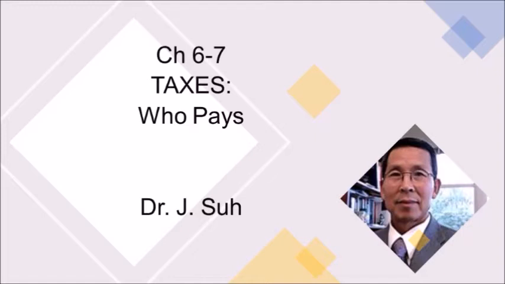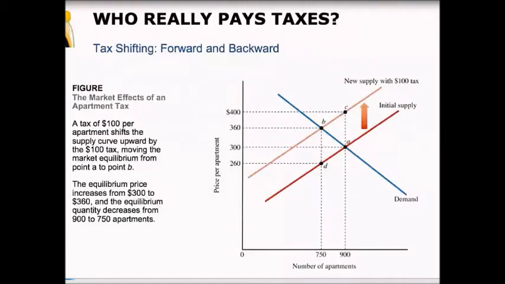Let's look at a market for apartments. At an initial supply curve, this dark red line, and the demand curve, this blue line, at equilibrium point A, we have 900 apartments being rented at a price of $300 per apartment.